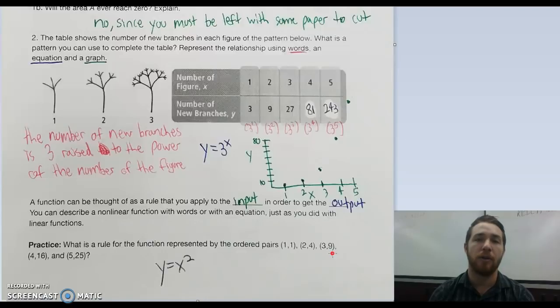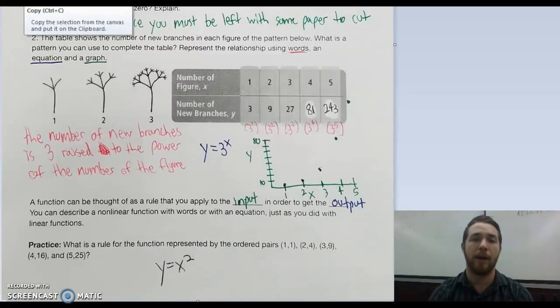And the pattern that works for all of those is if I just take my input, my x, and I square that, I get the y value. So 2 squared is 4, 3 squared is 9, 4 squared is 16, 5 squared is 25. So whatever I start with for the x, my function is to square that, and that's going to be my rule. So y is whatever the input was, squared. That would be my output. So make sure you have these completed, and we'll work on that practice together in class.